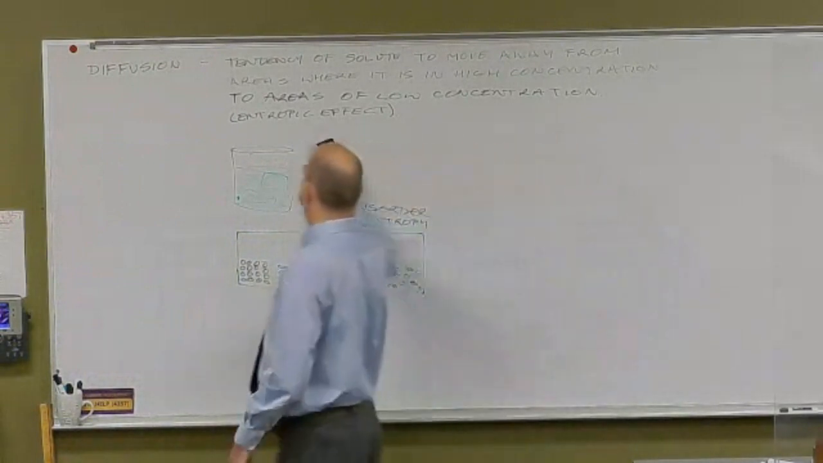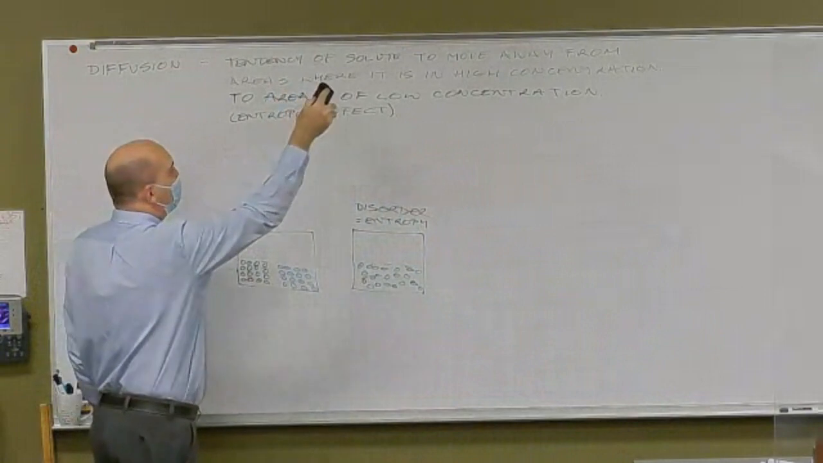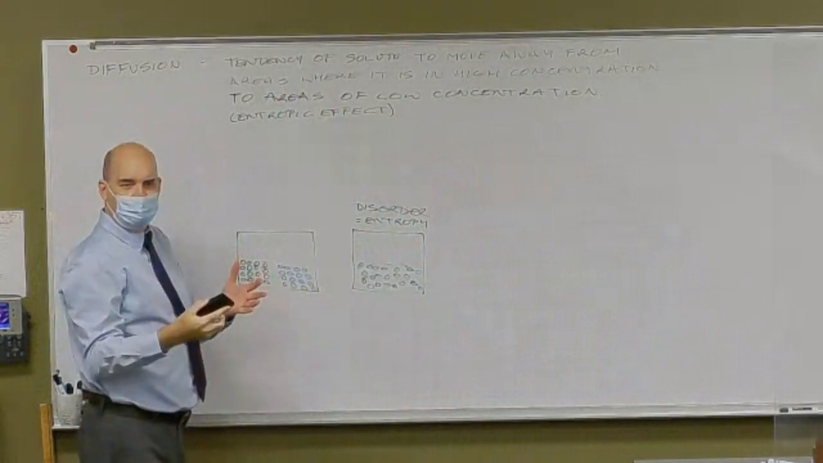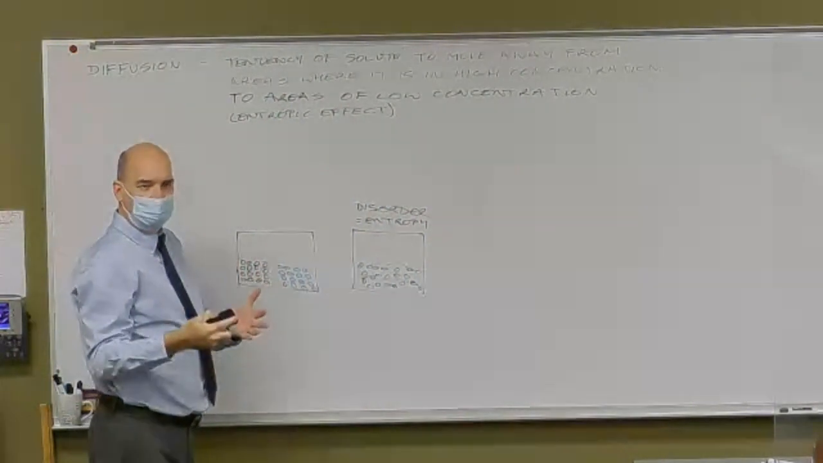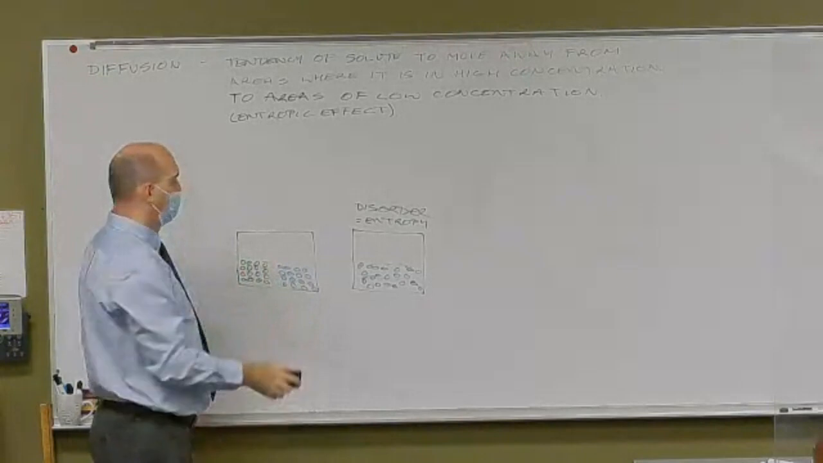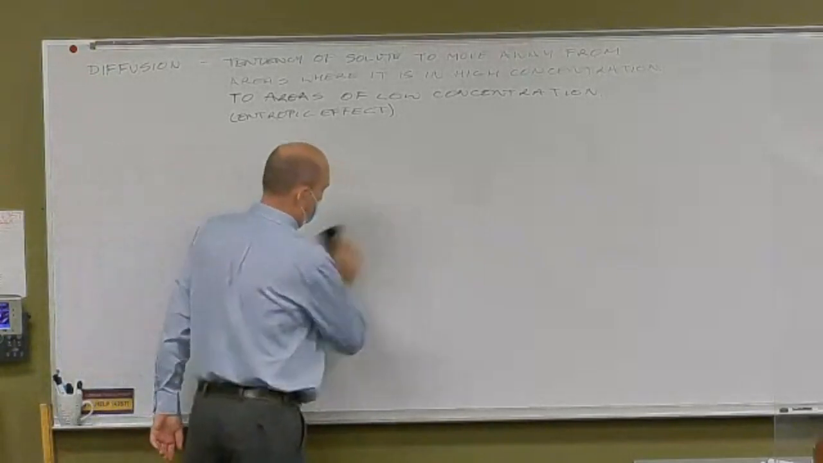So we start with our solute in high concentration, that is very low entropy, a high amount of order, and then it just naturally ends up being disordered.